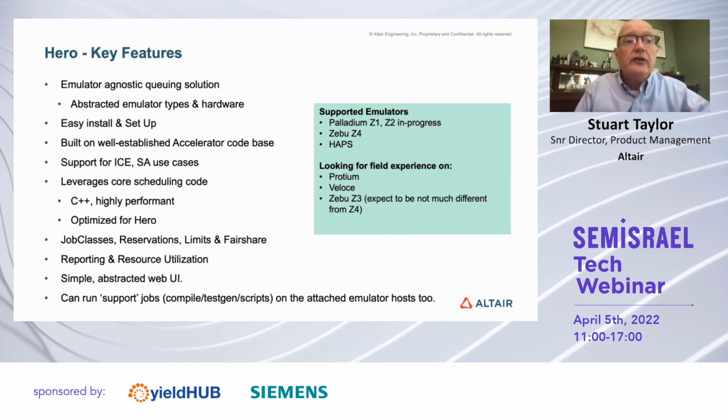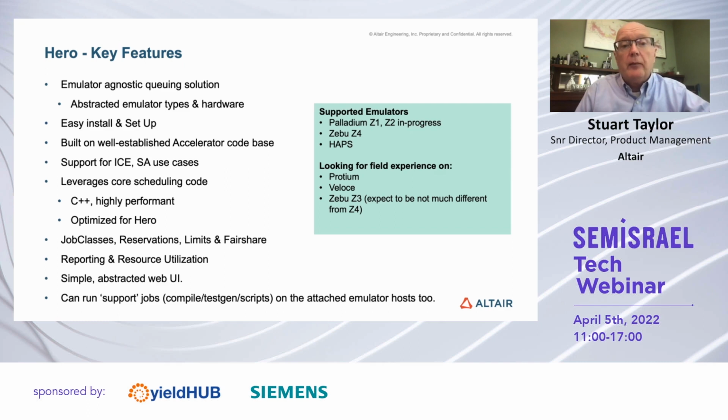So, some key features of Hero. First thing is that it's an emulator-agnostic queuing solution. We have an abstracted model for various emulator types, and the supported emulators today include Palladium Z1 with a Z2 in progress, Zebu Z4, and HAPS. And we're looking for field experience on Protium, Veloce, and Zebu Z3, although we expect that to be very similar to the Z4.